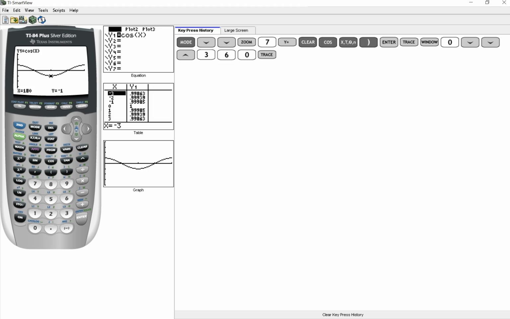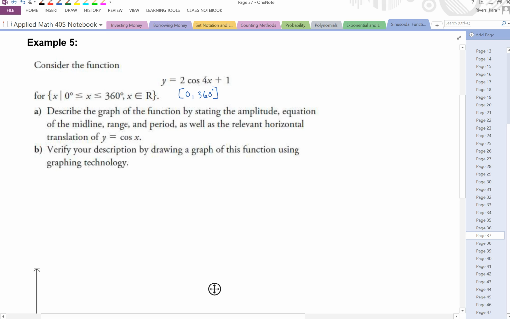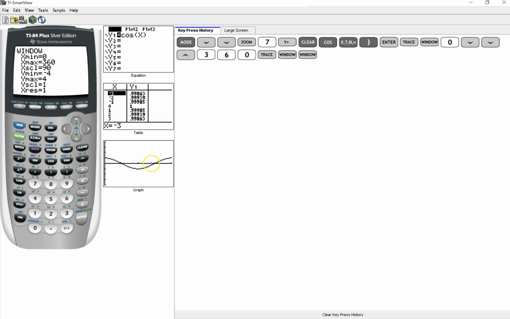So the first thing I've done here is just to remind myself what the cosine function looks like. So under window, I've set my minimum to 0, my maximum to 360 for my domain. I'm going to count up by 90s because that's what they're counting up by in the graph on my page. My minimum for y is -4 and my max is 4 because I can see in my equation that I've got a d value that's moving me up by 1, and I've got a 2 here telling me my amplitude isn't going to be the same as before. But just to get a reminder of what the cosine function looks like, I hit trace. Okay, so now we want to figure out what the parameters are of this new function.